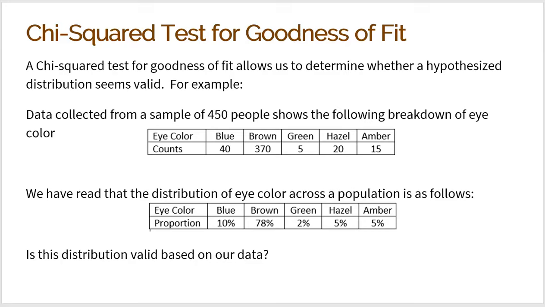Now, again, there's a lot to go into this unit, so let's just take it slow here. So here's an example. A sample of 450 people showed the following breakdown of eye color. So this is clearly categorical: blue eyes, brown eyes, green, hazel, amber. Those are the 5 major eye colors that are out there.